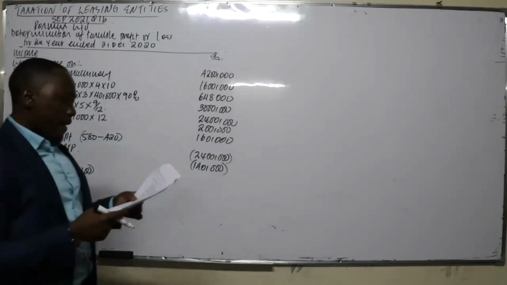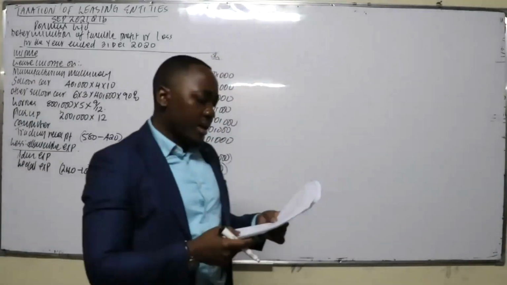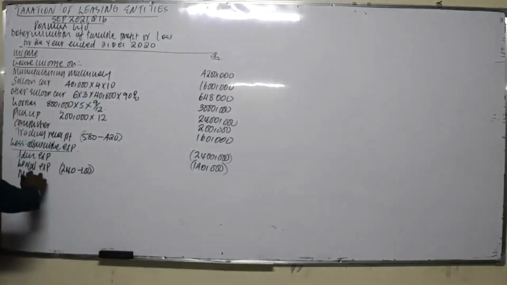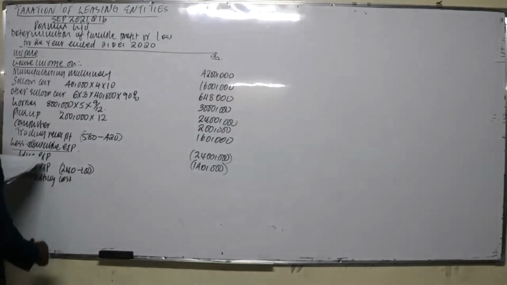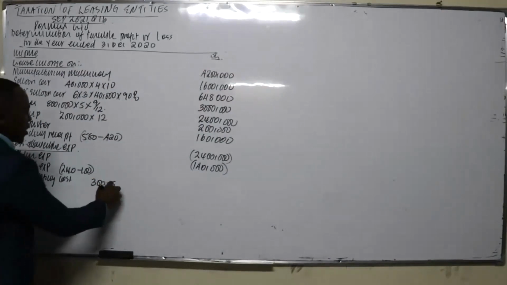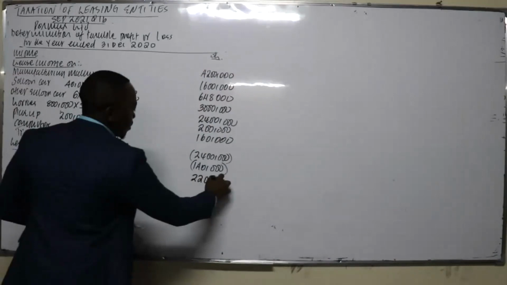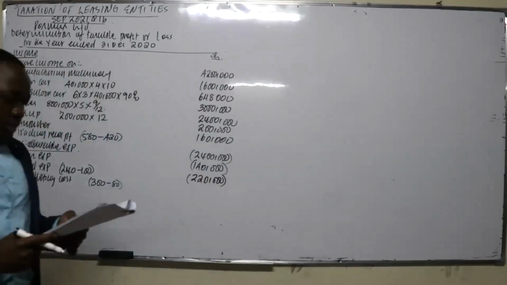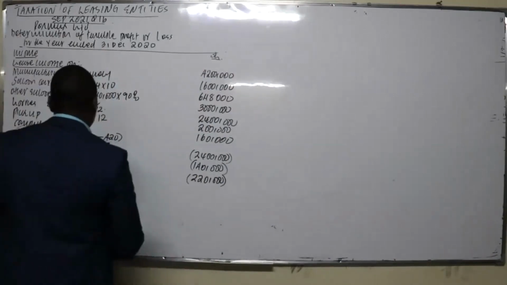Then there was marketing costs of 300, with 80 being erection of a billboard for advertising. So you have marketing cost. So it's 300 minus 80, you get an amount of 220. Now let's provide for investment allowance.